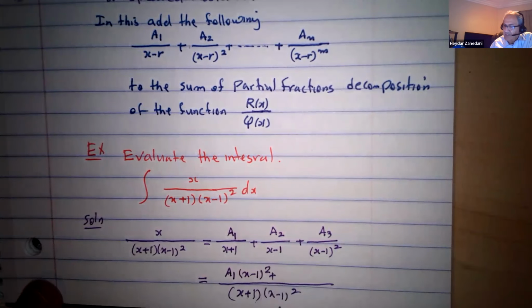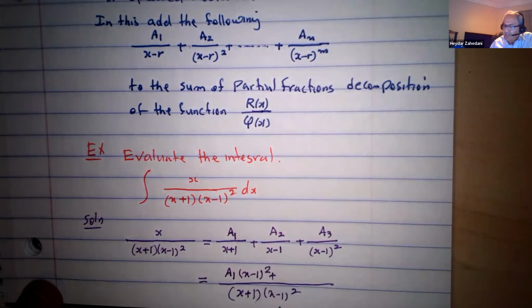Plus a2, if we divide this one by the original one, one x minus 1 will be out. So you get a2 times x plus 1 times x minus 1, like the ordinary common denominator that we do in algebra. And this last one, if you divide, the new denominator and the old one cancel out, so the leftover is going to be x plus 1.